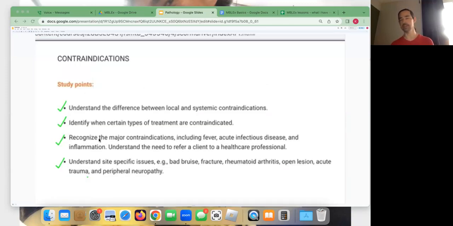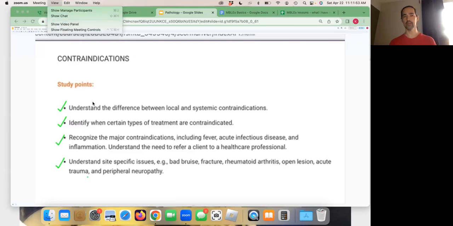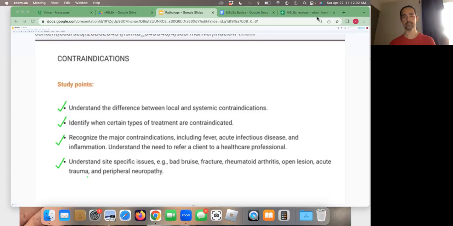And here are the specific study points for contraindications. We have to understand the differences between local and systemic contraindications. We have to identify when certain types of treatments are contraindicated. We have to recognize the major contraindications, including fever, acute infections, diseases, and inflammation. And understand site-specific issues like bad bruises, fractures, rheumatoid arthritis, open lesions, acute trauma, and peripheral neuropathy. We're going to go over all those today.